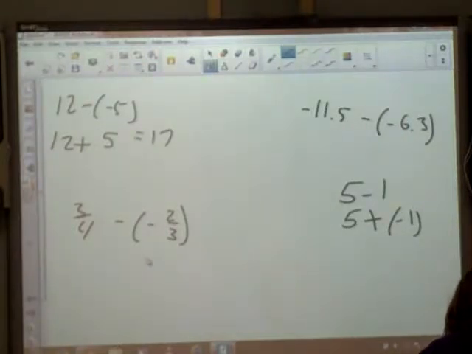Now, y'all know other ways of doing that? When you've got a minus and a negative right next to each other, that's the same as going plus plus.